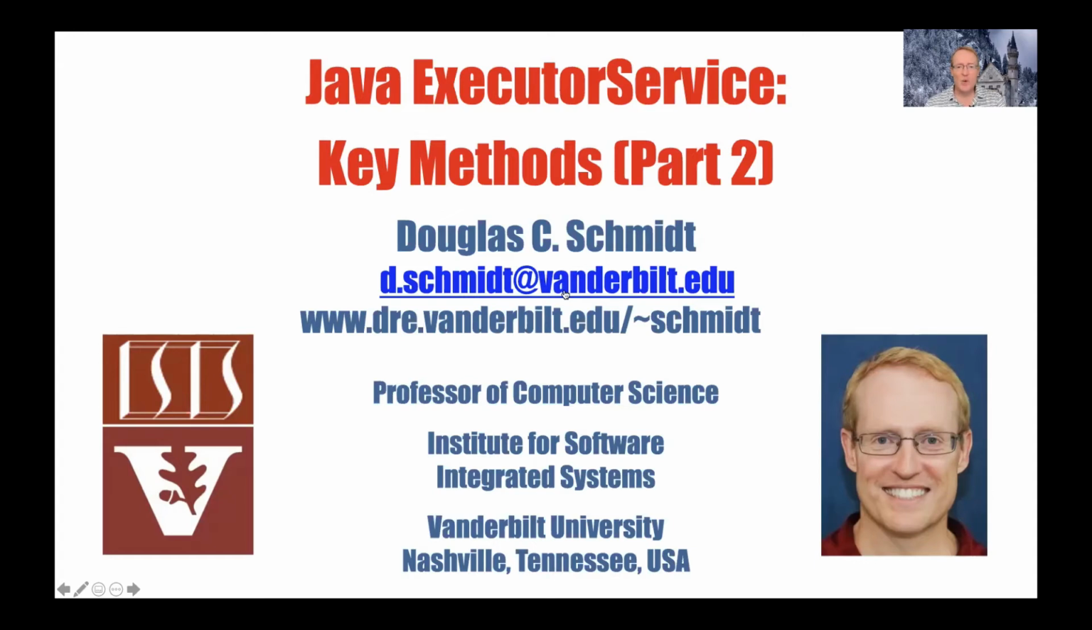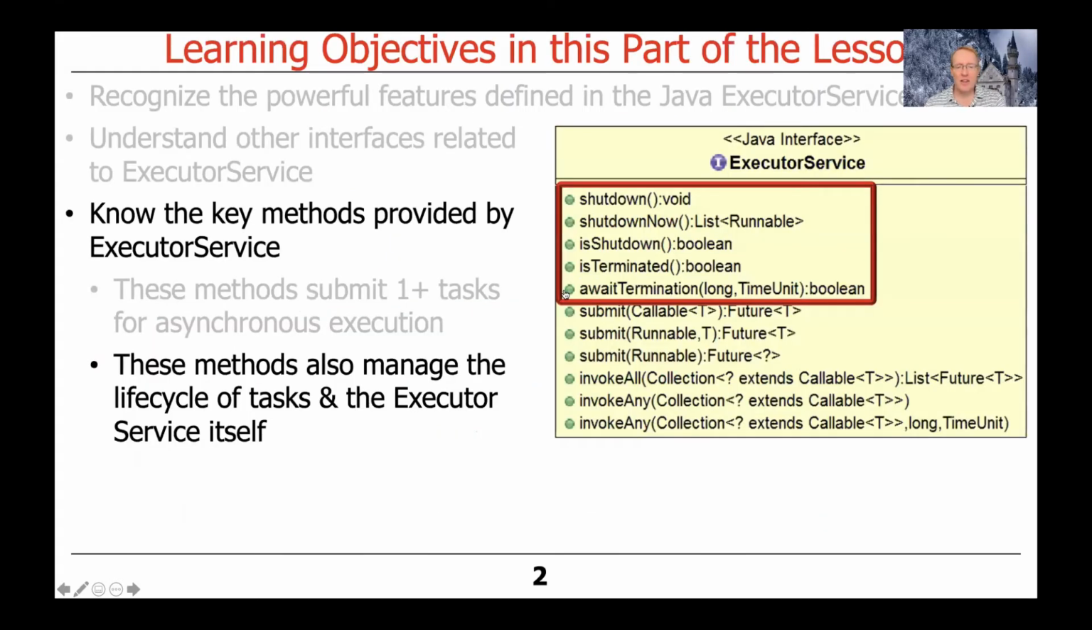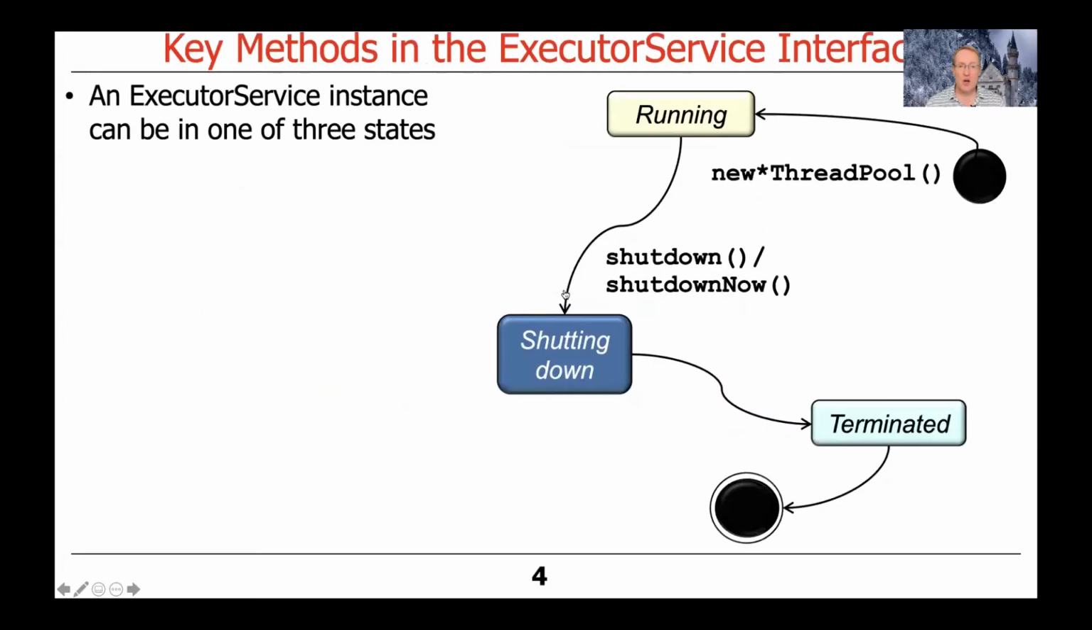So we're now going to continue on with our overview of the key methods that are part of the Java Executor Service. You'll see here that these methods are going to be used to manage the lifecycle of the Executor Service, which also, of course, will indirectly affect the lifecycle of the tasks that are running concurrently in the Executor Service as well.